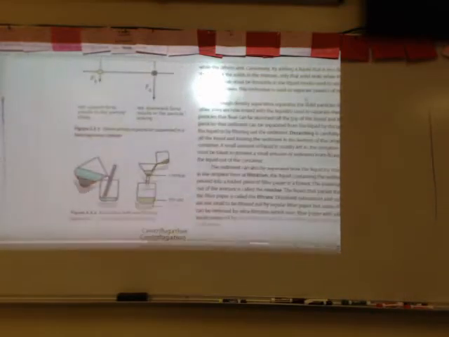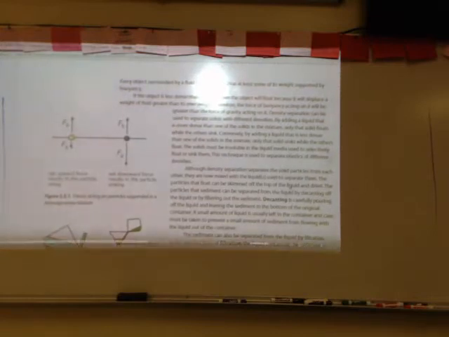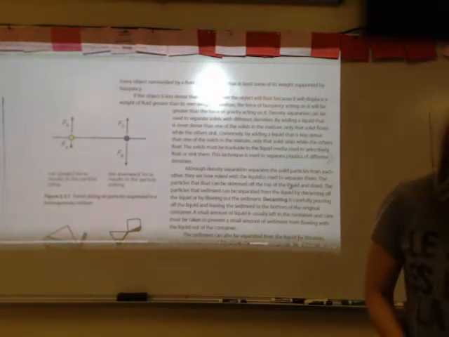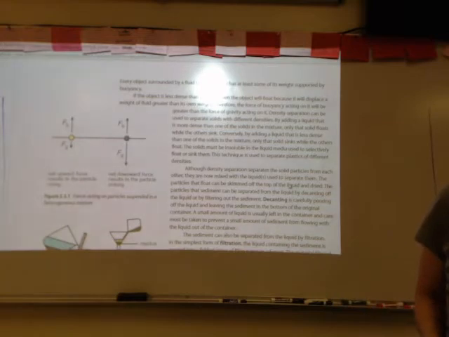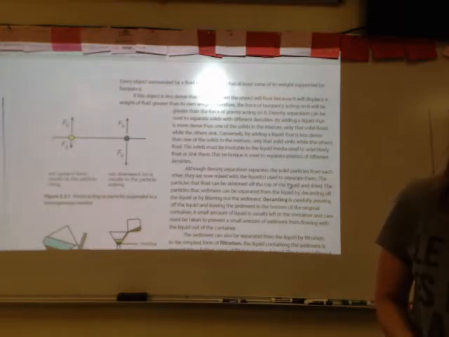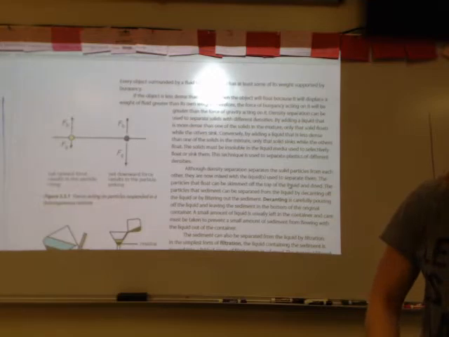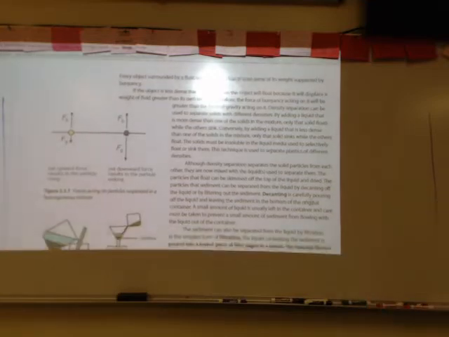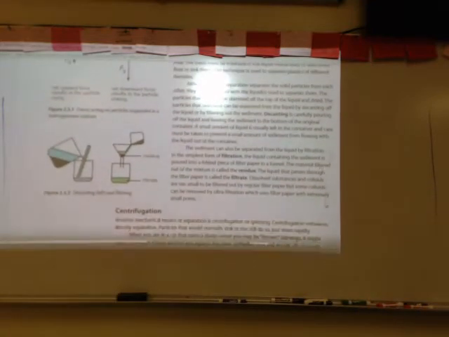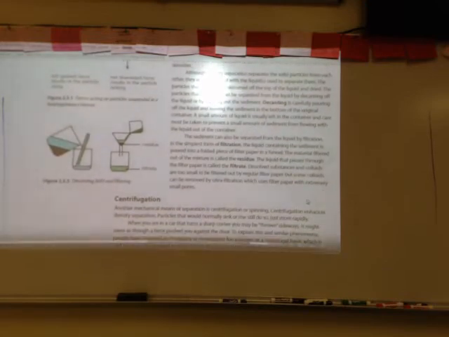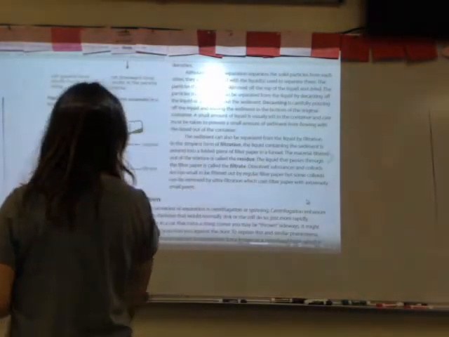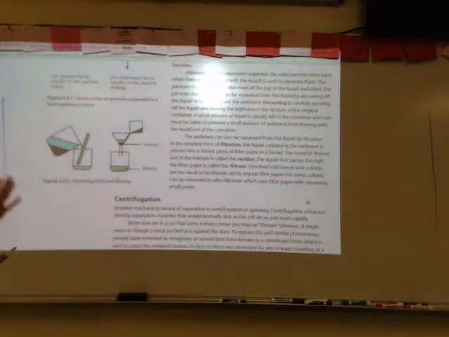If you go to the next page, every object surrounded by a fluid has at least some of its weight supported by buoyancy. And if the object is less dense than the fluid, then the object will float, and it'll displace the weight of the fluid that's greater than its own weight. And if we move down to decanting, this is a sort of density separation.